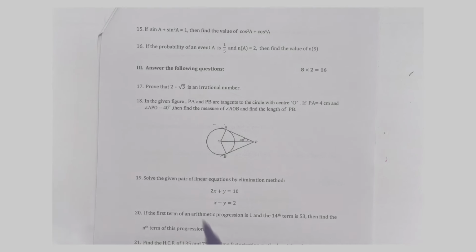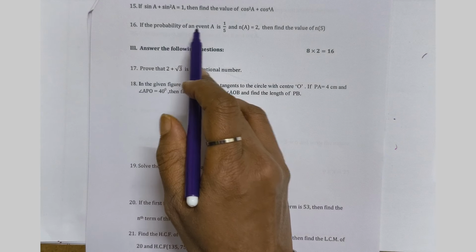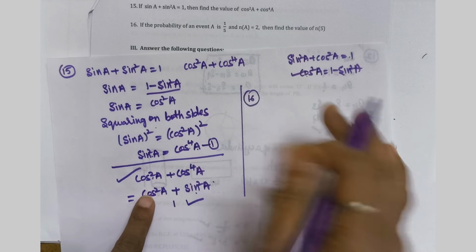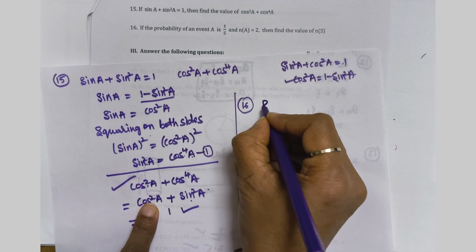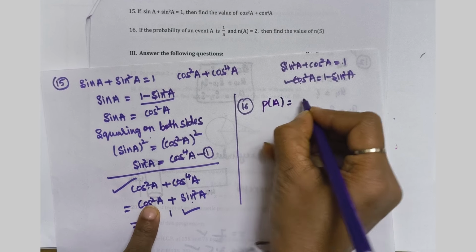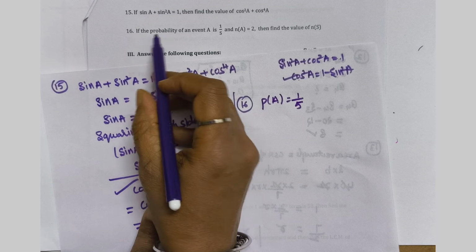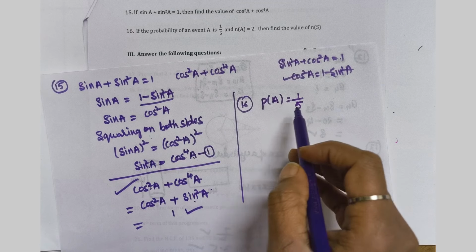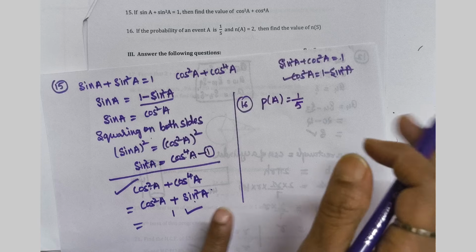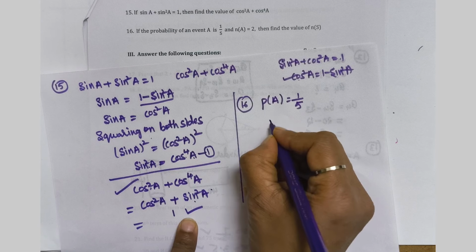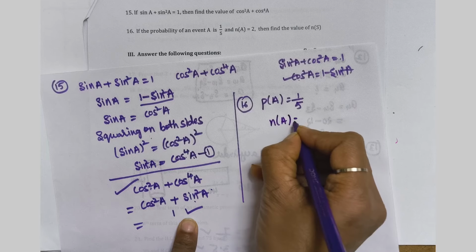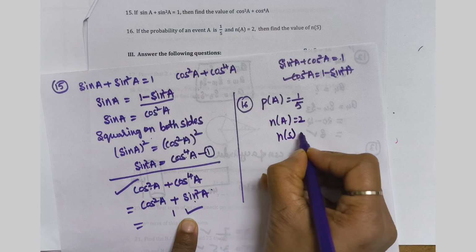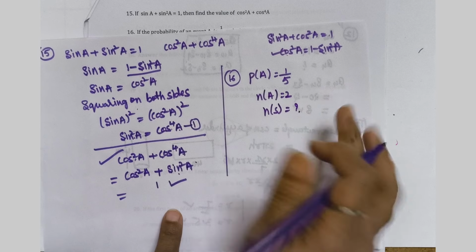Okay. Now 16th question. In probability, if the probability of an event A is 1 by 5. So P of A is equal to 1 by 5. Next, N of A is equal to 2. So find the value of N of S. This is the question.